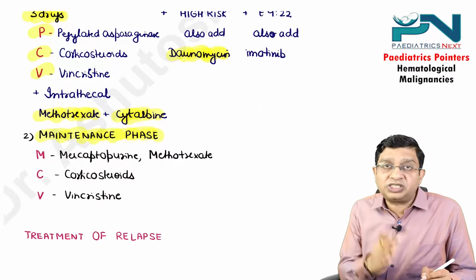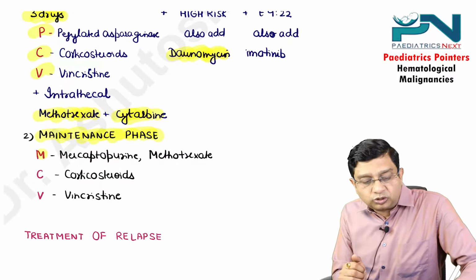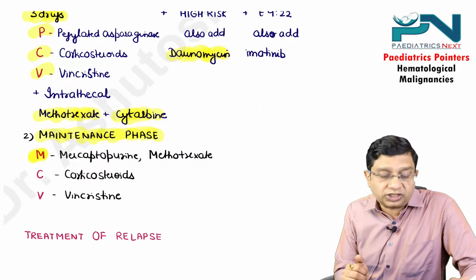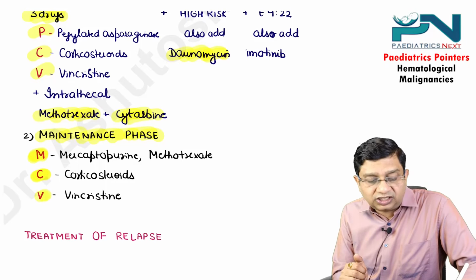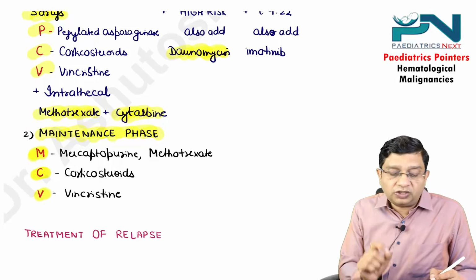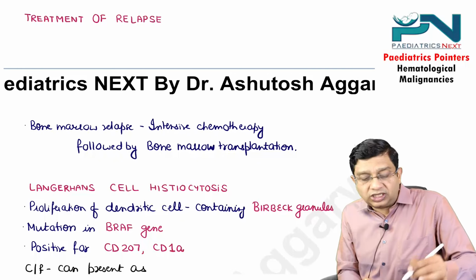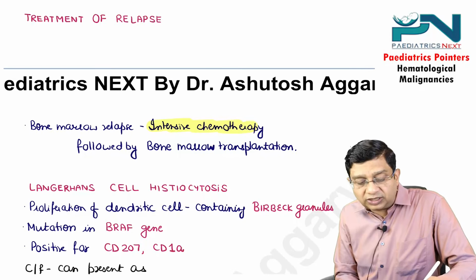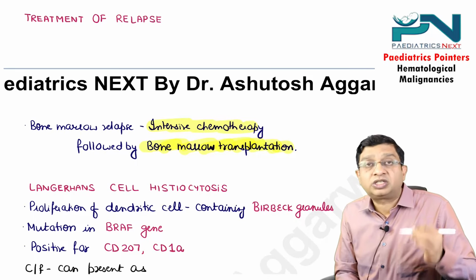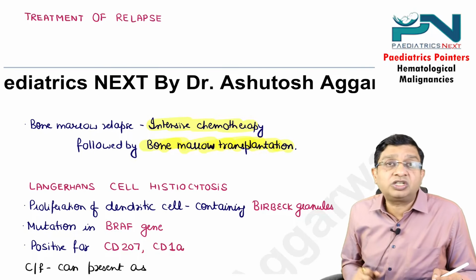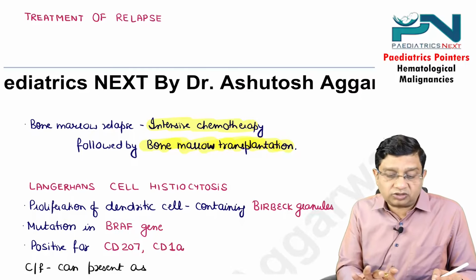Maintenance phase: from PCV, you remember by MCV; you can give mercaptopurine and methotrexate, corticosteroids and vincristine. Acute lymphoblastic leukemia has chances of relapse. If there is a bone marrow relapse, we give intense chemotherapy followed by bone marrow transplantation. So that is the revision of acute lymphoblastic leukemia.